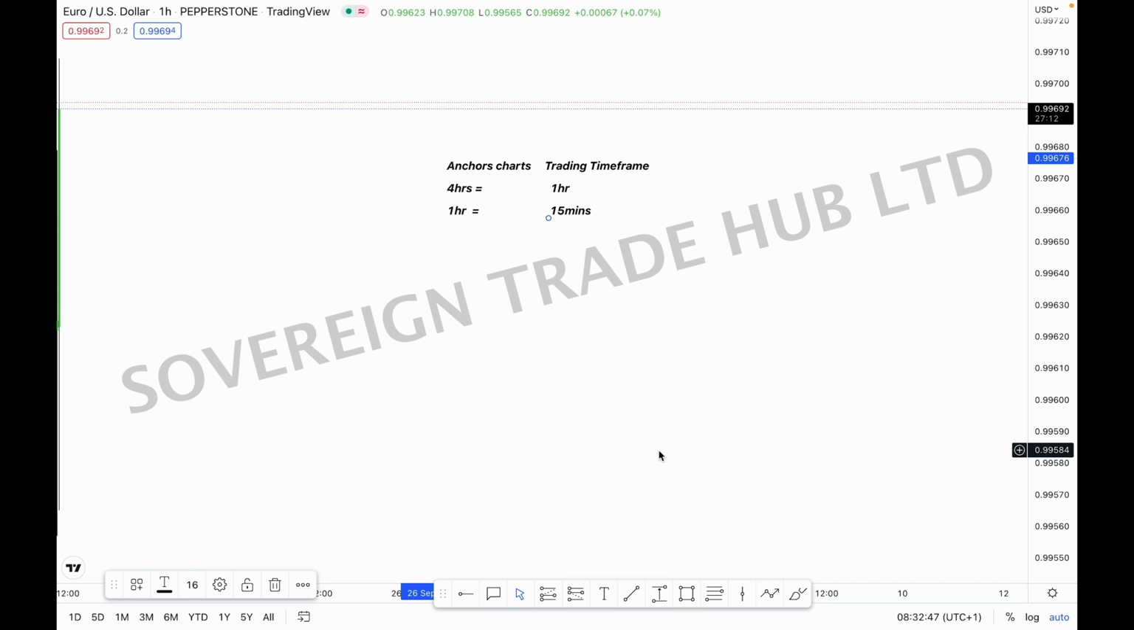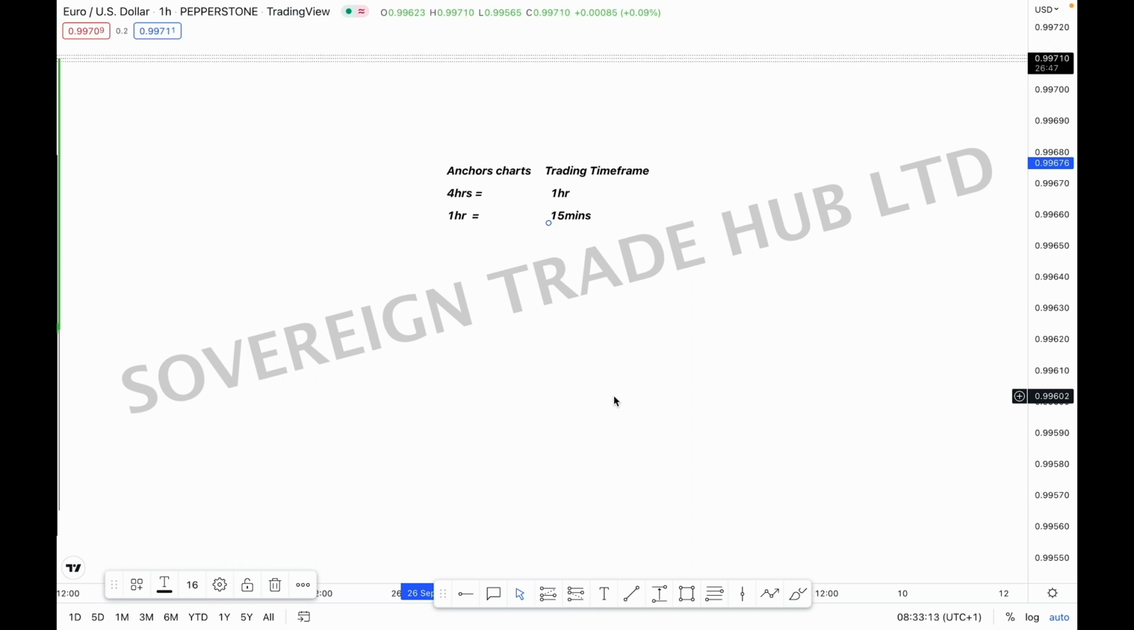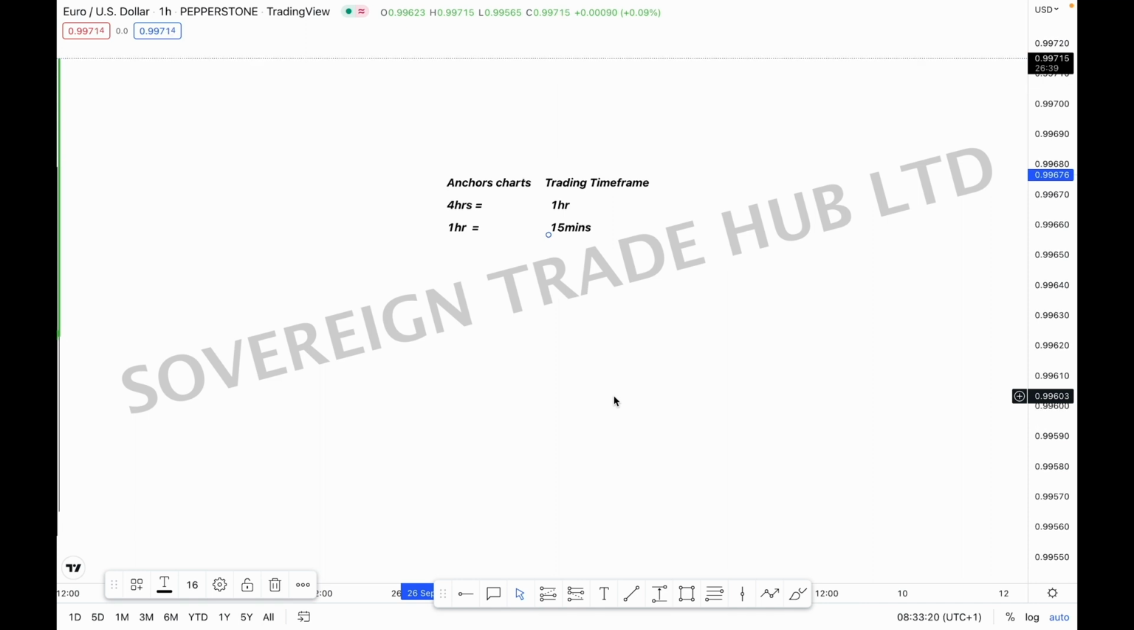Now, take note of this very important point that I want to add here. A 15 minutes change of order flow will imprint itself on the 1 hour. I will explain this further. And a 1 hour change of order flow will imprint itself on the 4 hours. What do I mean by this? I pay attention to the change of character on the 15 minutes, which is serving as my trading time frame.